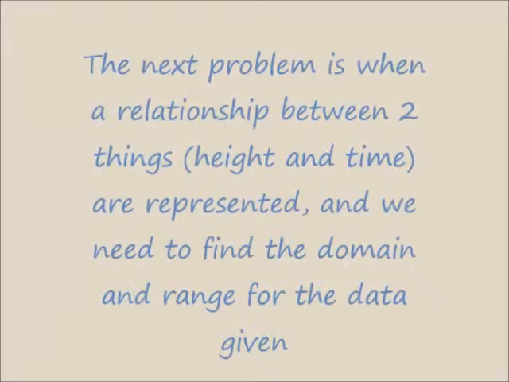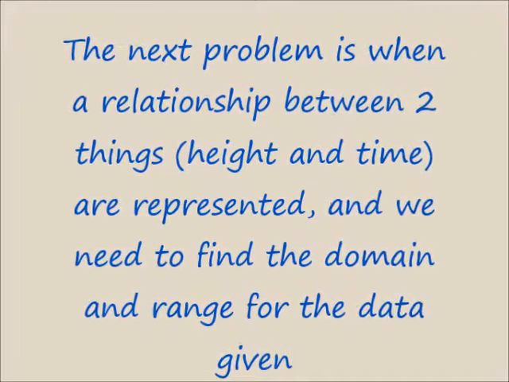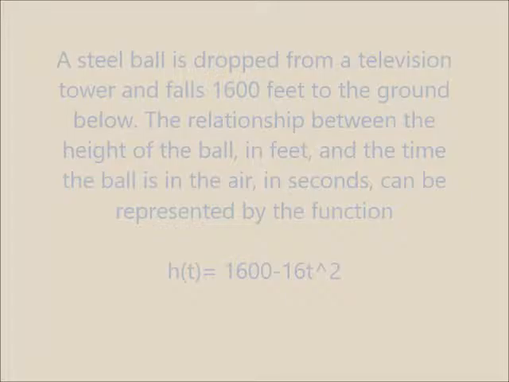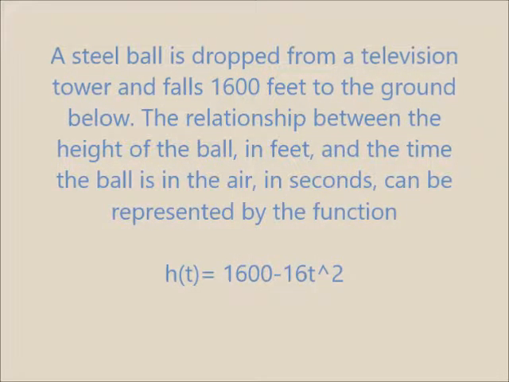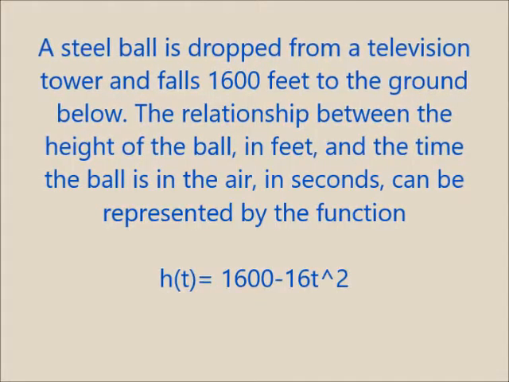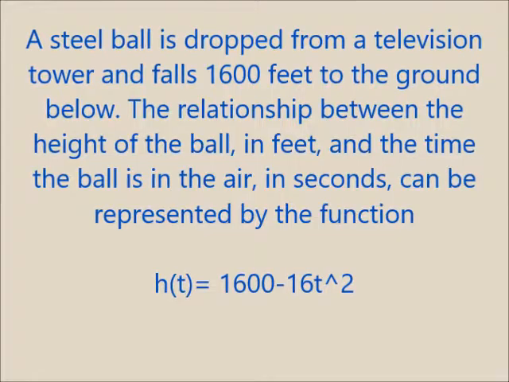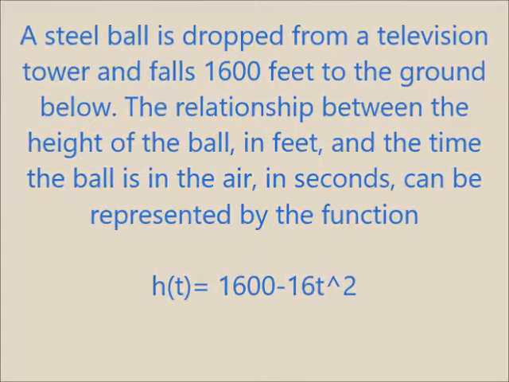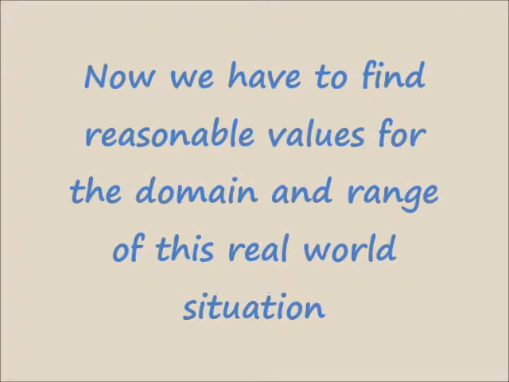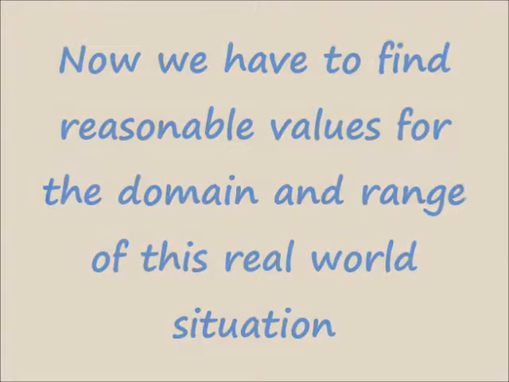The next problem is when a relationship between two things, height and time, are represented and we need to find the domain and range for the data given. A steel ball is dropped from a television tower and falls 1,600 feet to the ground below. The relationship between the height of the ball in feet and the time the ball is in the air in seconds can be represented by the function h(t) = 1,600 - 16t^2. Now we have to find reasonable values for the domain and range of this real-world situation.